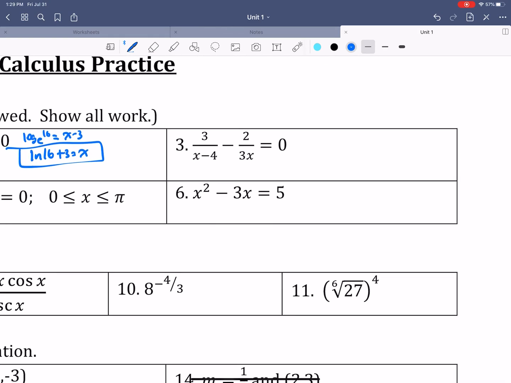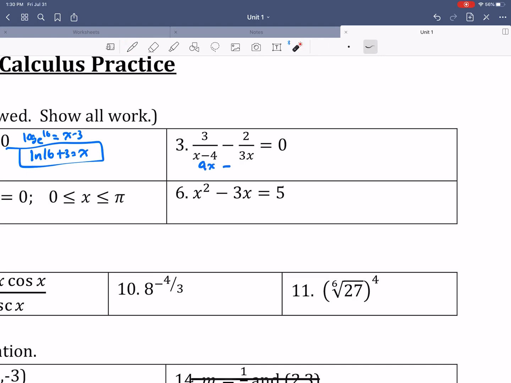Next one, 3 over x minus 4 minus 2 over 3x is equal to 0. So LCD is the way to go. I love LCD. I don't really like multiplying the variables out because I might make mistakes. So LCD is clearly 3x times x minus 4. This fraction over here needs to have a 3x because it has x minus 4 already. So that gives me 9x then.